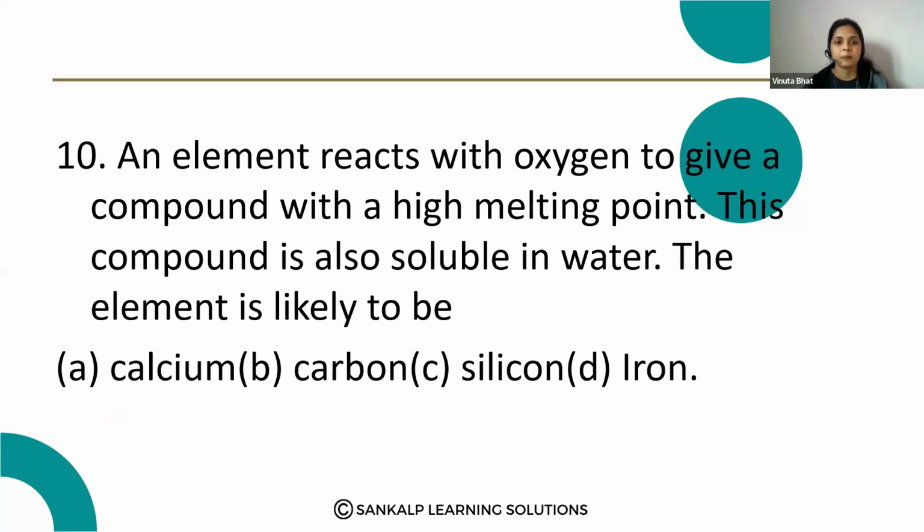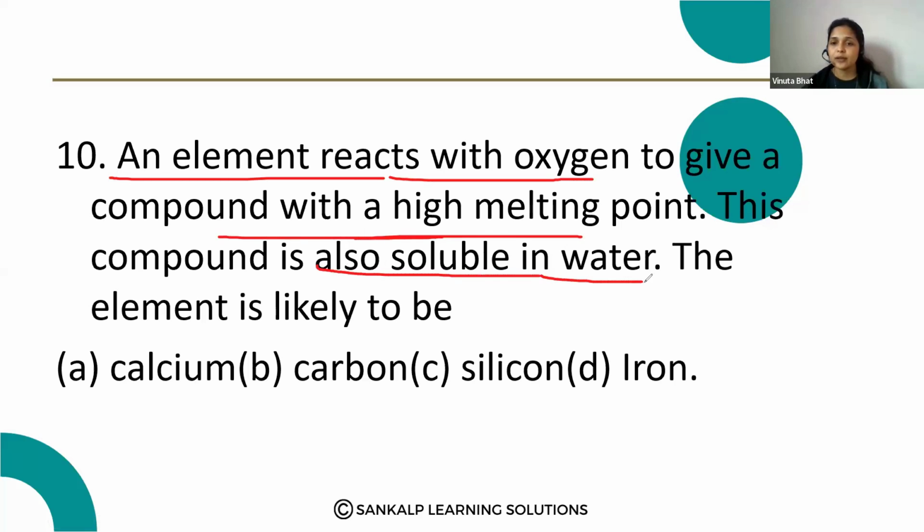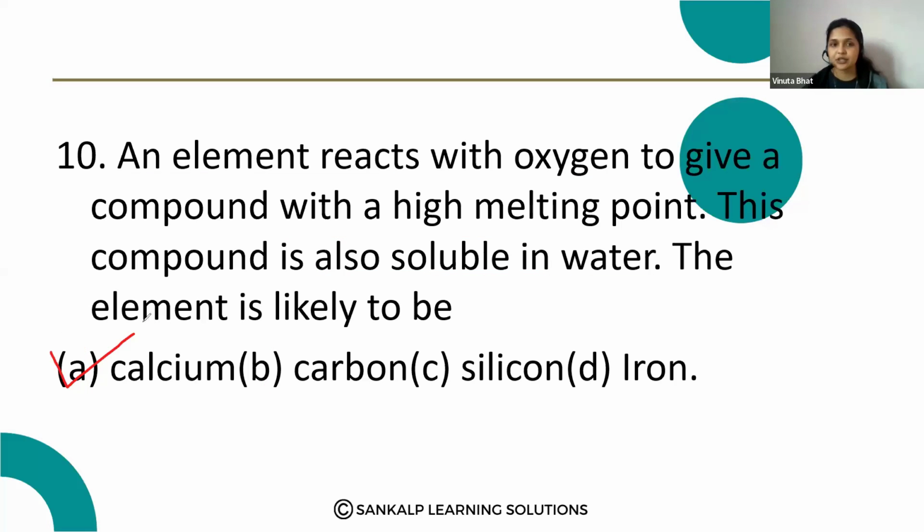Next question. An element reacts with oxygen to give a compound with high melting point. This compound is also soluble in water. The element is likely to be option A calcium, option B carbon, option C silicon, or option D iron. The element is likely to be calcium. Option A is the correct answer.